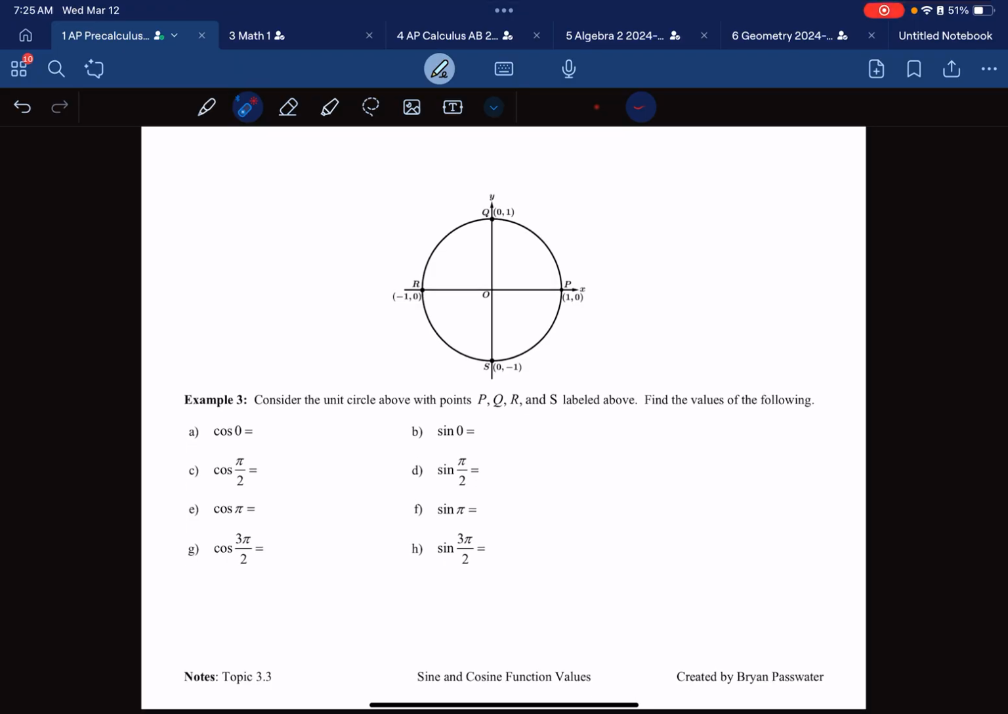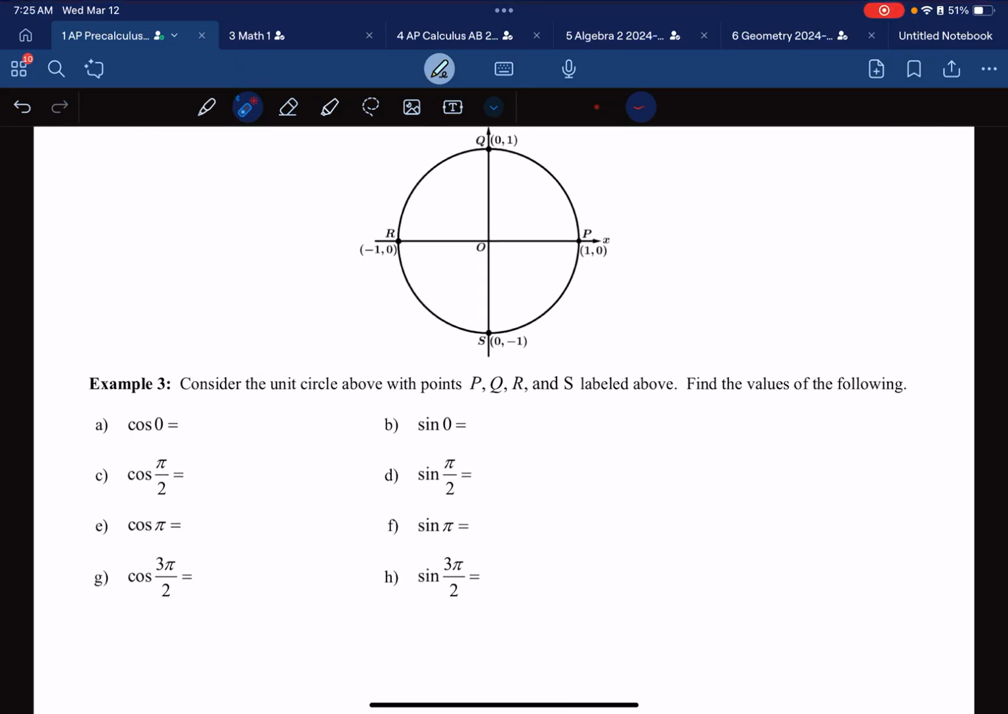All right, let's do example 3. So we have the following values. Notice that cosine is always going to be the x value, and sine is always going to be the y value. So I'm literally saying these are all the x's, those are all the y's, and look at what we have. We have a unit circle.